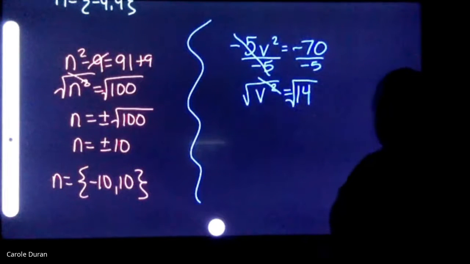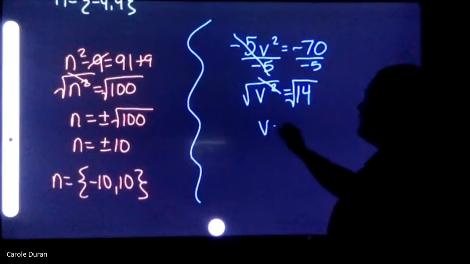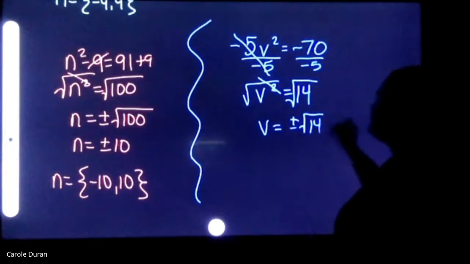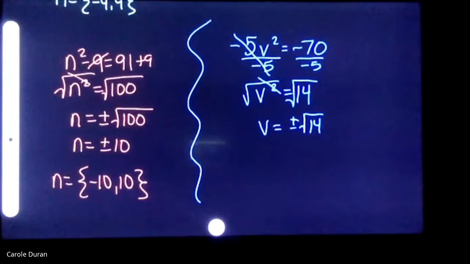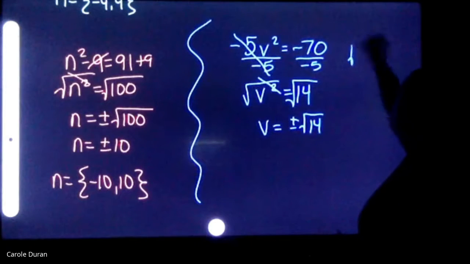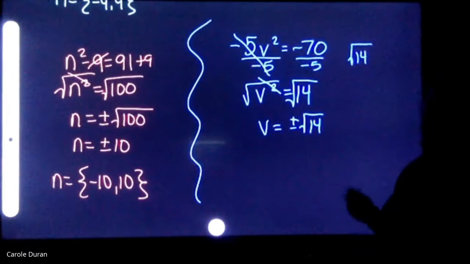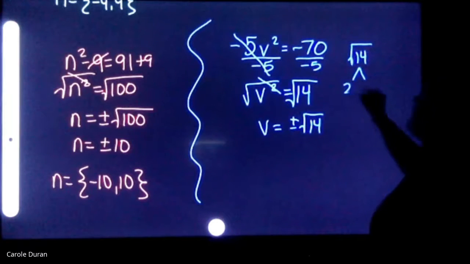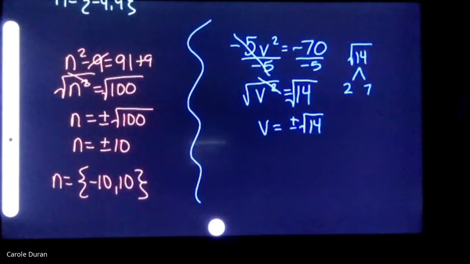A square and a square root cancel each other out, so I'm just left with a v on the left-hand side, and I have positive, negative square root of 14 on the right-hand side. 14 is not a perfect square, so I need to go ahead and break it down like we have been on yesterday's homework and earlier in the examples. It's even, so I can divide by 2. When I divide by 2, I get 7. Both of these are now prime, so I can't break them down any farther.